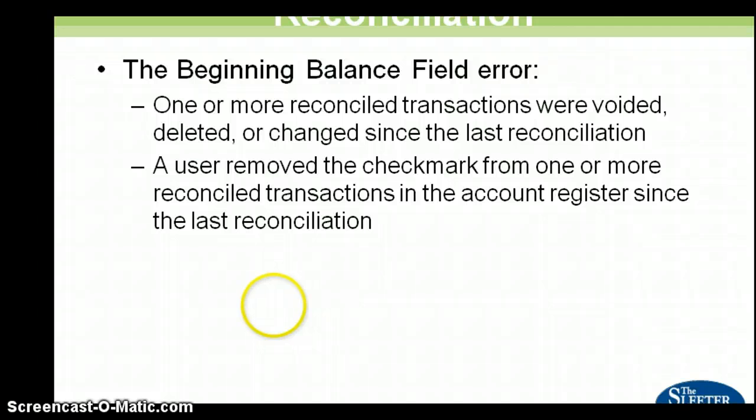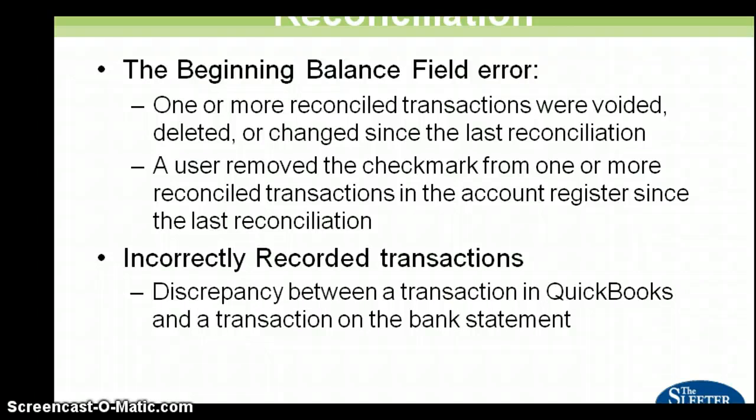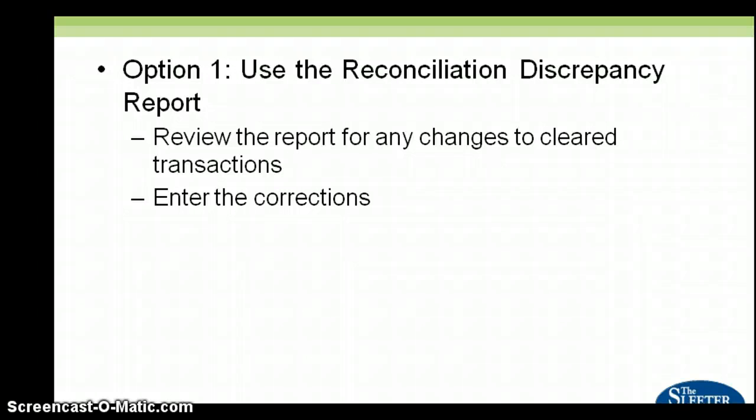Sometimes there are problems. You want to make certain that if any transactions were voided or deleted since the last reconciliation, you'll find those kinds of areas in the beginning balances, and make sure to make those adjustments. Sometimes transactions are recorded incorrectly, and this is the best way to find a mistake. So you can use your reconciliation discrepancy report to help you. Sometimes it helps, sometimes it doesn't, but at the end of the day, if the transactions are entered correctly, chances are the check or the deposit may have cleared the bank at a different amount, and you need to check that as well.